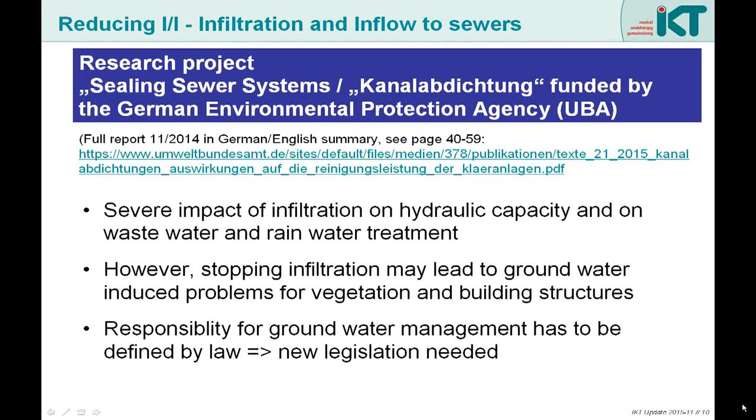And finally, maybe the most important one, there is a need to define by law certain responsibilities for groundwater management. Wastewater and rainwater management, all this is often defined as municipal duties. However, for groundwater management, there is a lack of responsibility. Only for specific areas, for example for coal mining areas, someone feels responsible. Usually, nobody feels responsible. So new legislation is needed, I could say at least in Germany.